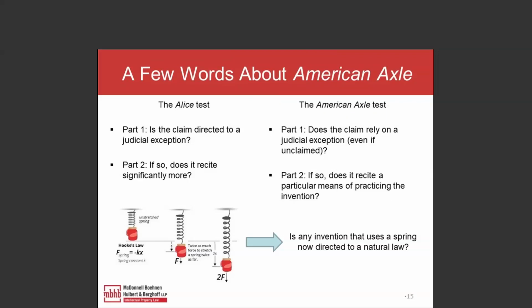Now let's take a look at the American Axle test. This, as far as I can tell from reading the American Axle panel opinion, this is what the actual test they applied is. Does the claim rely on a judicial exception?